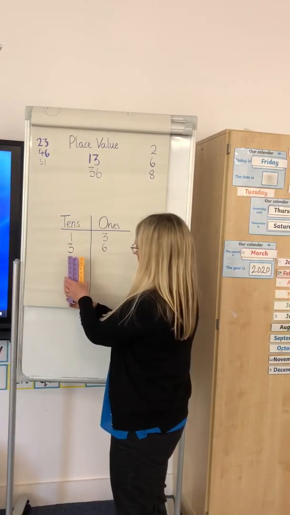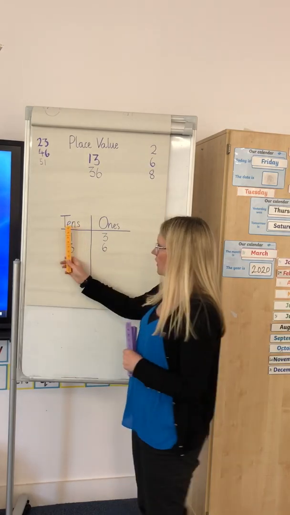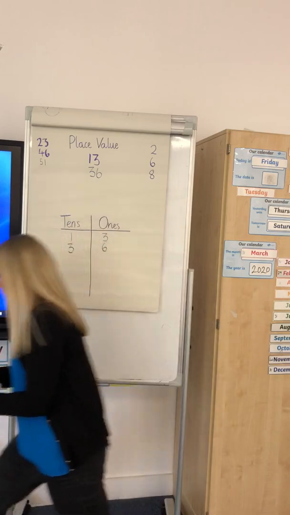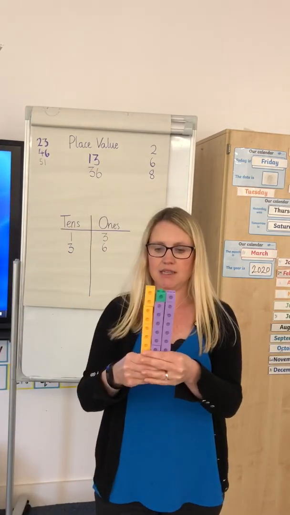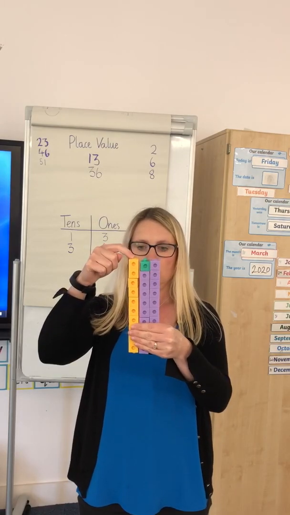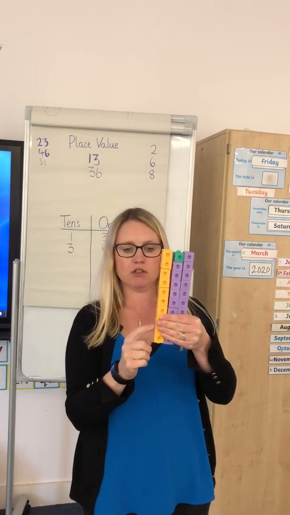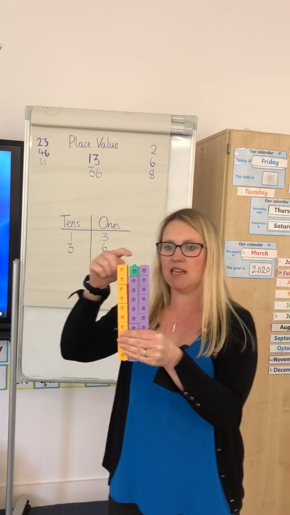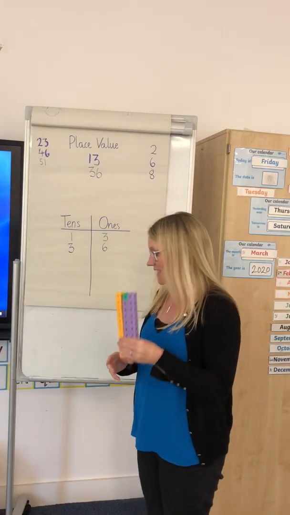So here is my 3 tens. As you can see, it's quite a lot more than 1 ten. We've now got 3 tens. So we're going to count our 3 tens. 10, 20, 30. Let me just check that I've got 10. 1, 2, 3, 4, 5, 6, 7, 8, 9, 10. That's right, so that's 10, 20, 30. And how many ones did I need? 6.